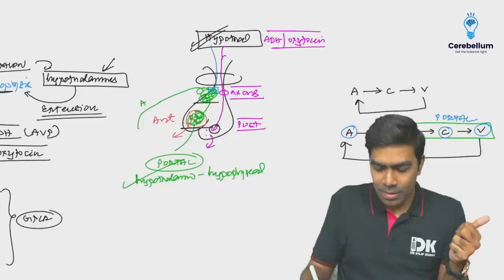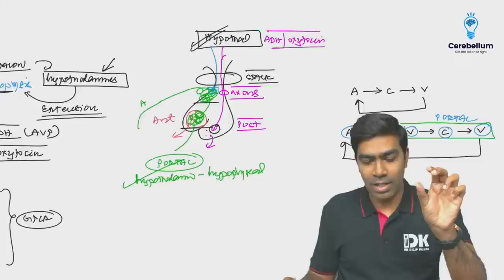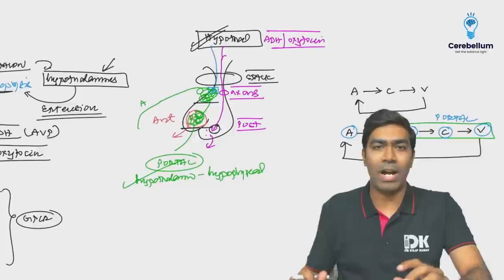The stalk of the pituitary. So what is going to form the stalk of the pituitary? There are two things that are going to form the stalk of the pituitary. One, a part of the anterior pituitary. Second, a part of the posterior pituitary also, a part of the hypothalamus, I would say.